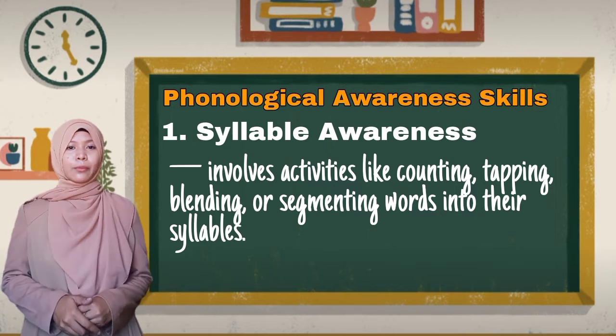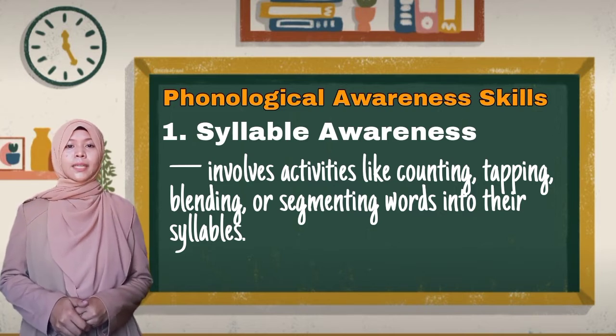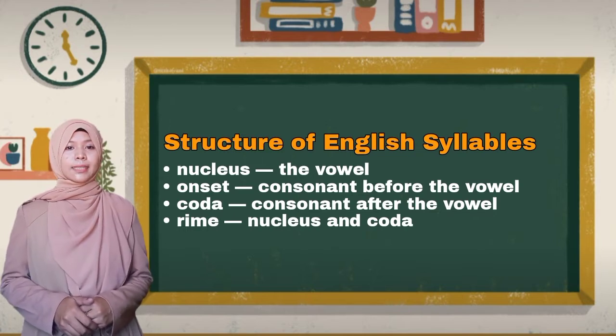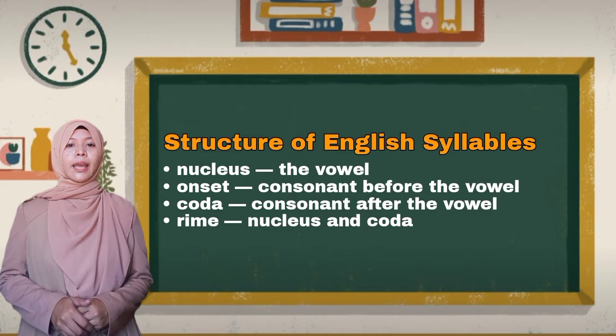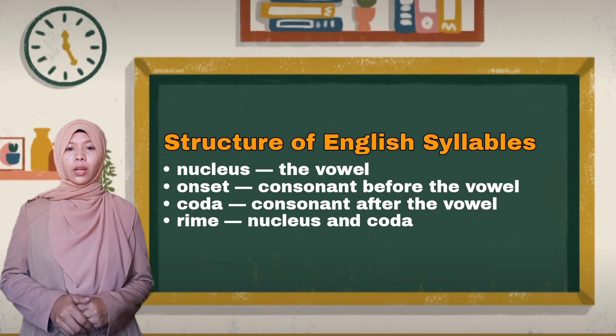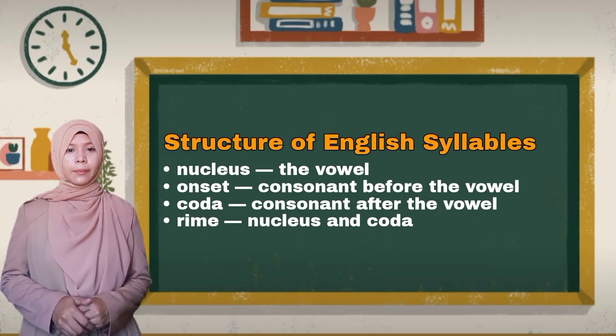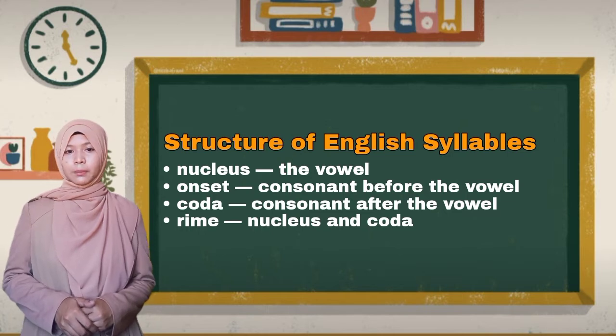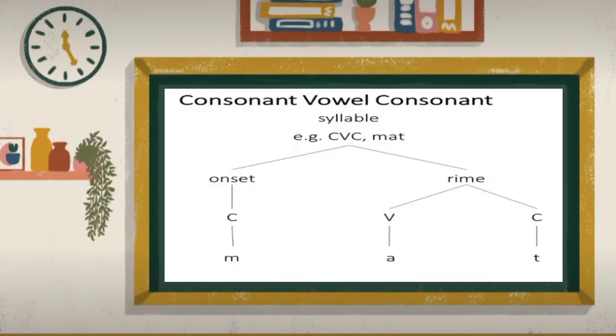The first skill is syllable awareness. Syllable awareness involves activities like counting, tapping, blending, or segmenting words into their syllables. Every word can be broken down into syllables. In English, we have the so-called structure of English syllables. Here, every syllable has at least a nucleus, or a vowel, and most syllables will also have an onset, the consonants before the vowel, and a coda, which is the consonants after the vowel. The nucleus and the coda together make up the rhyme of the syllable. It is the part that rhymes or sounds similar.